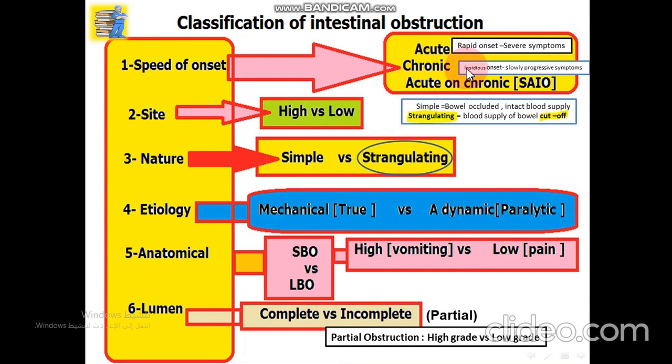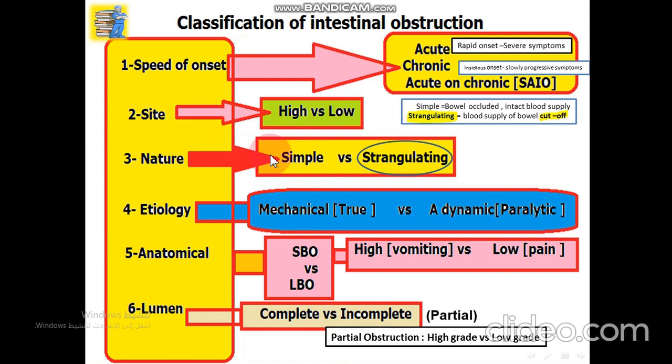We can classify it according to the site, high bowel obstruction versus low bowel obstruction. We can classify bowel obstruction according to the integrity of blood supply of the bowel, any presence or absence of blood supply of the obstructed bowel. We can classify simple bowel obstruction versus strangulating bowel obstruction.